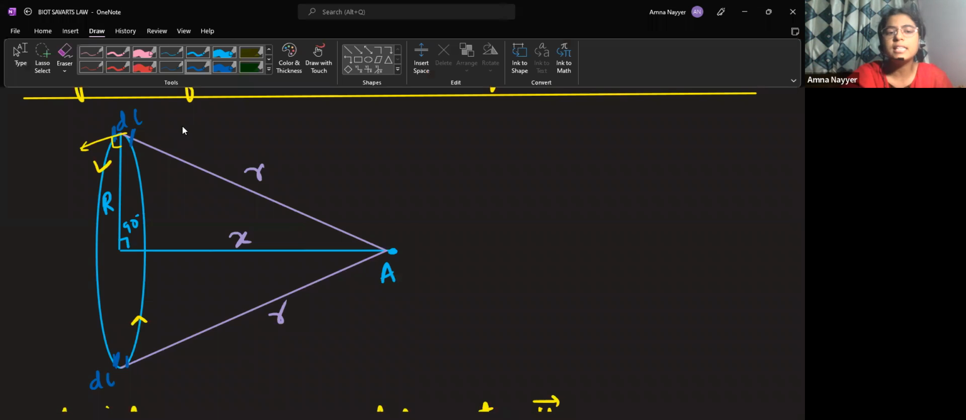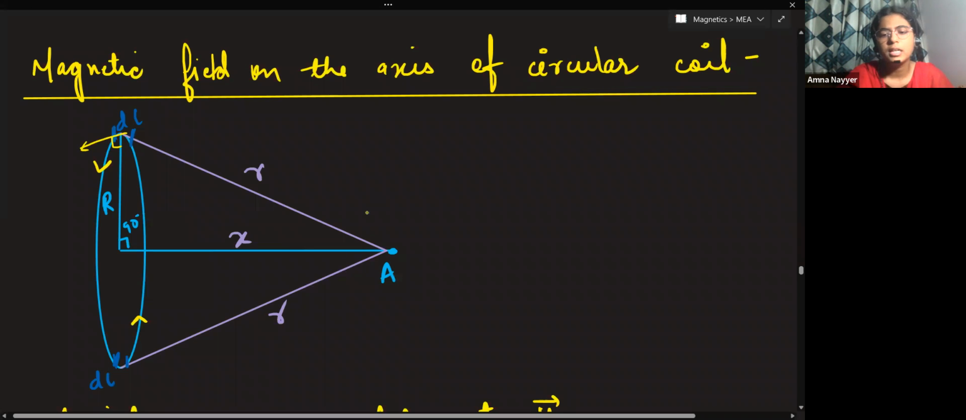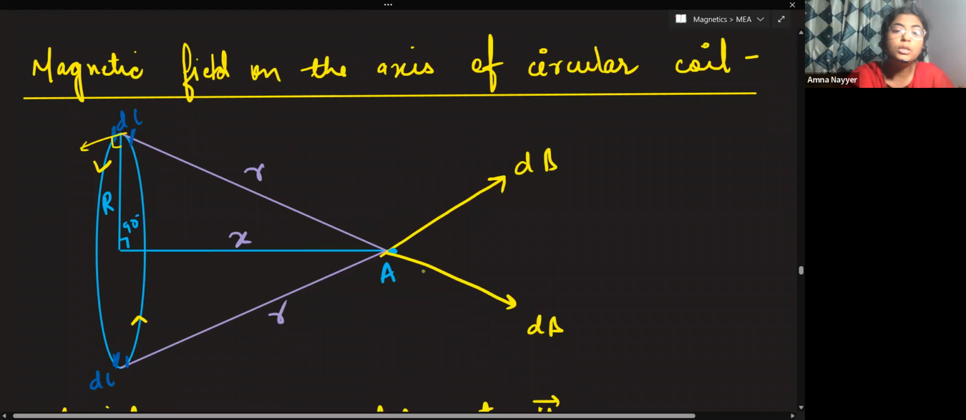All right, so this we have taken DL. Now r, x and this capital R can have a relation because of the Pythagoras theorem. So one thing we can do in this figure is take the direction of the magnetic field. It will be here because of this current element, this will be one dB. Then because of this current element, it will be another dB. So I have to do the resolution of vectors. I have to resolve this. Let's say this is angle theta, and let's consider this as angle theta.